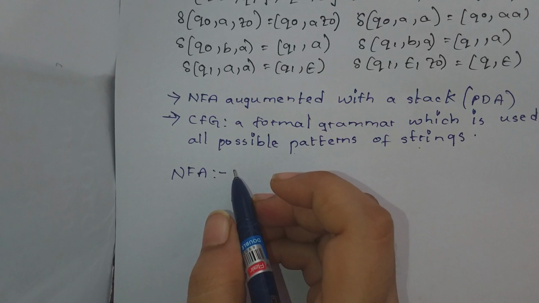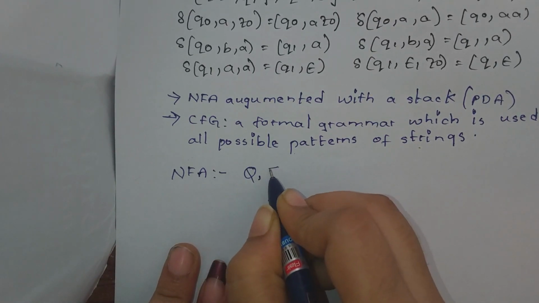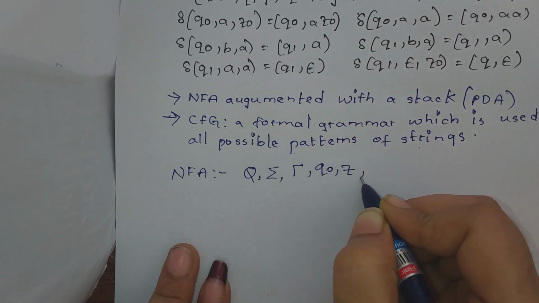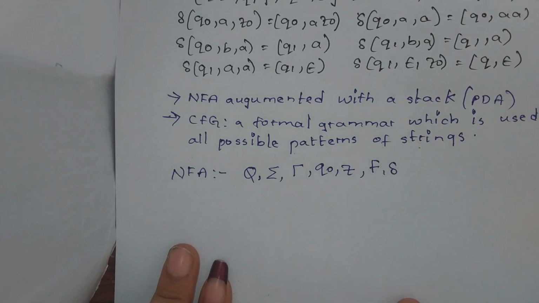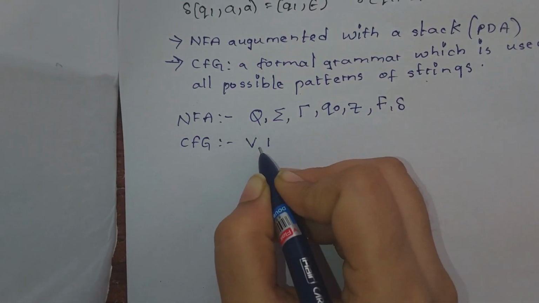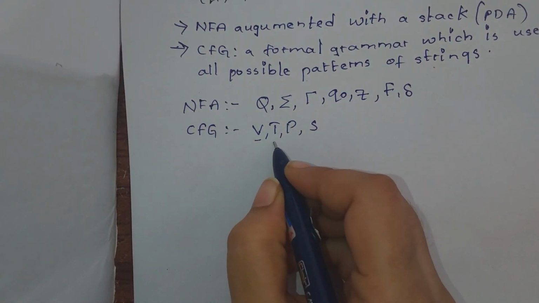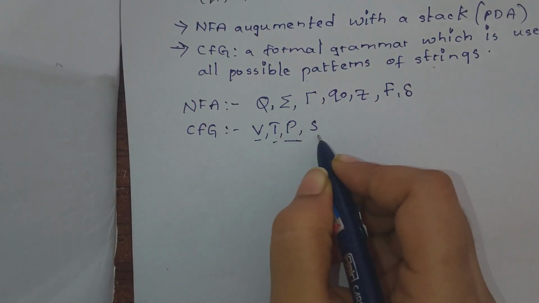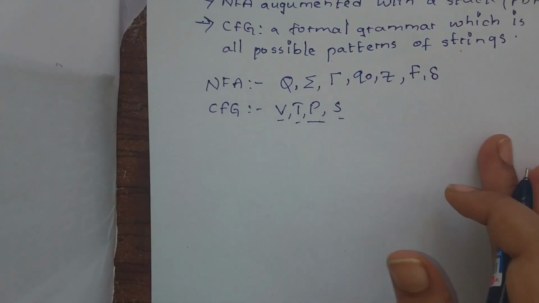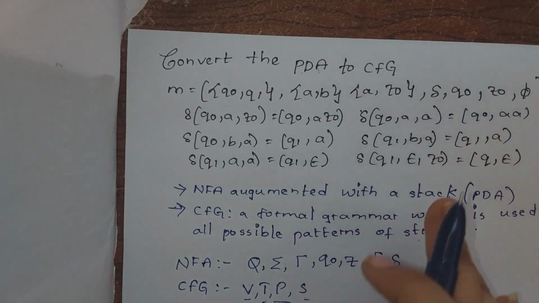Now in a PDA we have six tuples, which are Q, Sigma, Tau, Q naught, Z naught, sorry, Z, and F and delta. Whereas in a CFG we have four tuples, which is V, T, P, S. V is, what do we say, variables or non-terminals. So we are going to write the V, T, P, S for the given PDA.